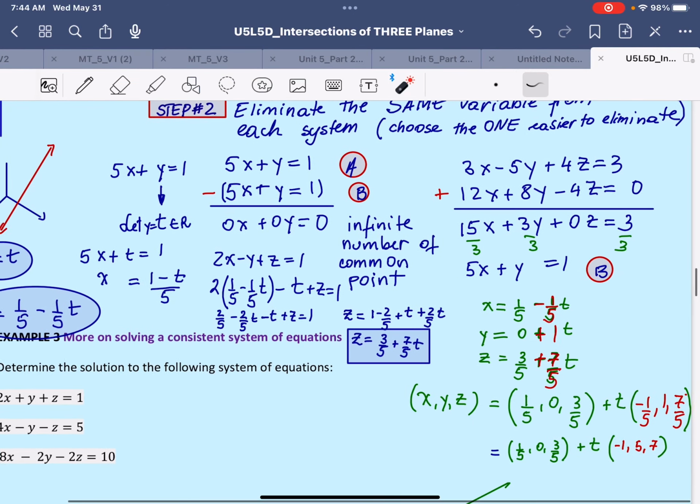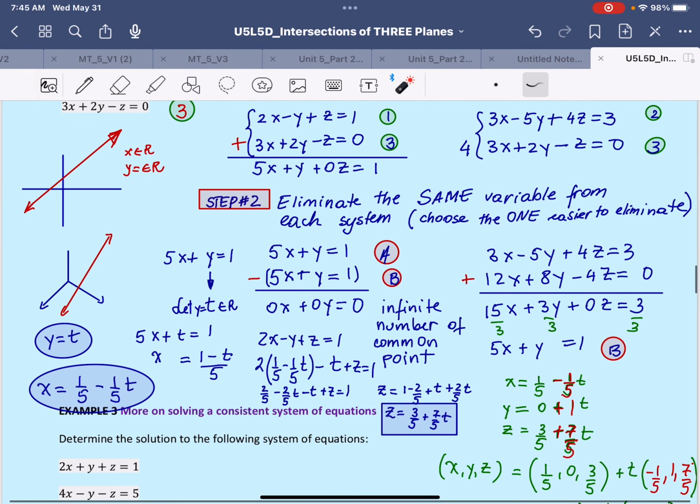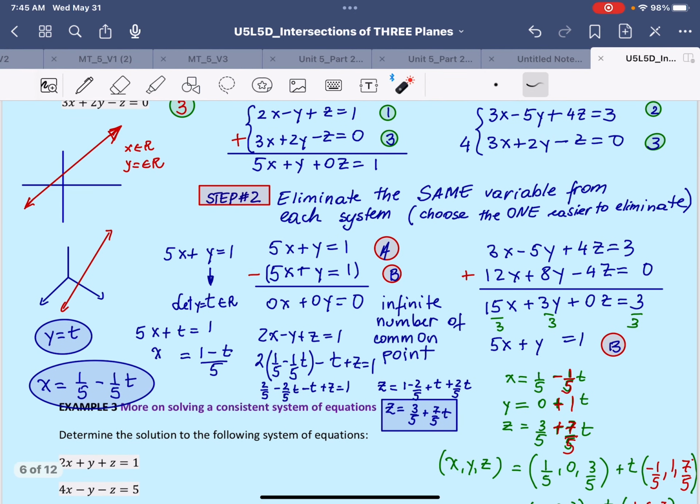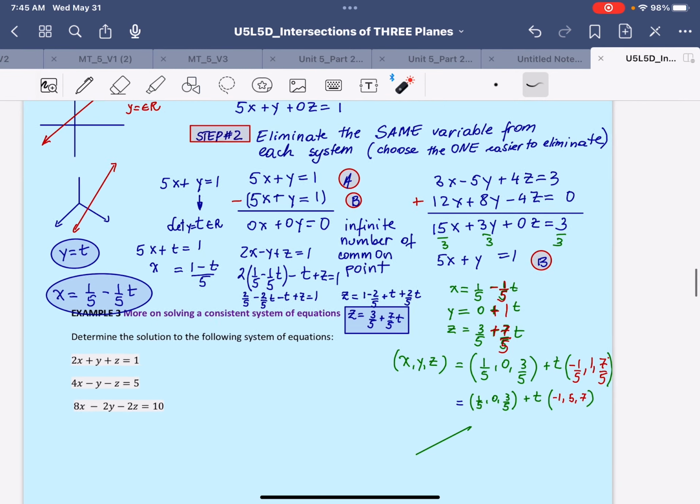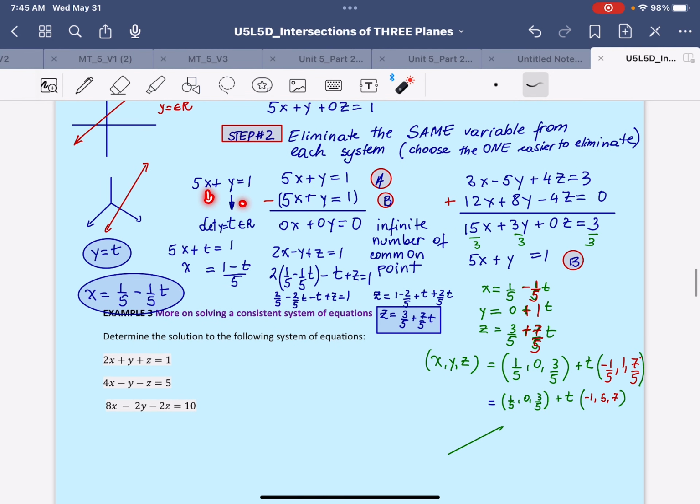Now, one of the questions that I get asked very often is, let's take a look at how we found the equation of a line. We let y equal t. What if we decided to let x equal t and then solve for the rest of the variables? So express the rest of the variables based on the fact that x is some number t. I encourage you to try this method. And what you will notice is that if you let x equal t instead of y, you will still end up with the same direction vector, but a different point.